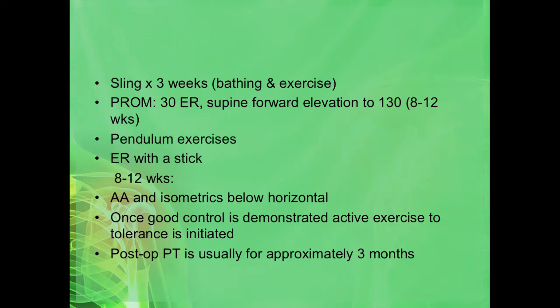We can do pendulum exercises to try to get some general motion in the shoulder. We perform active assistive external rotation with a stick. At approximately 8 to 12 weeks, or 2 to 3 months following the hemiarthroplasty, we begin active assistive exercises and isometrics below horizontal, and once they demonstrate good control, meaning not seeing movement dysfunction or compensation, we begin active exercise to tolerance as initiated. The post-op period for this patient is usually approximately 3 months.